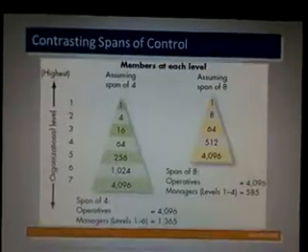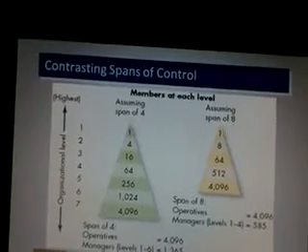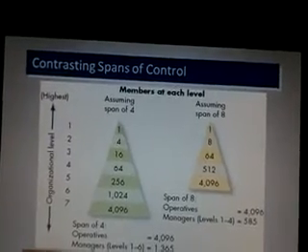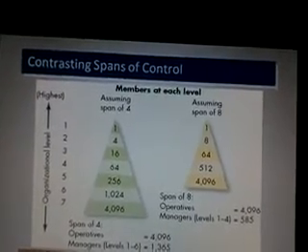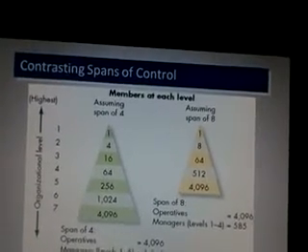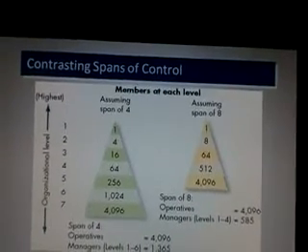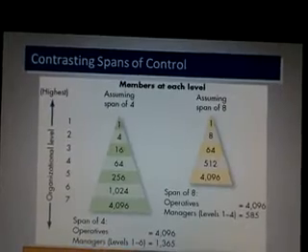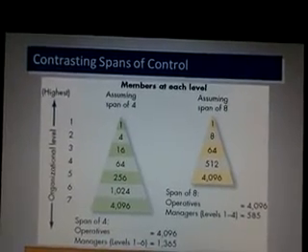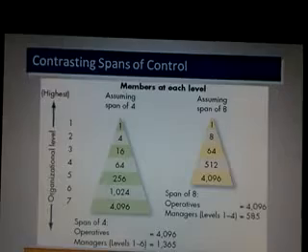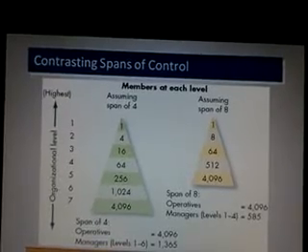We'll show you here contrasting spans of control. So if you want each line of authority to have a span of 4, you see you have 2 extra layers there of bureaucracy. So you have 7 levels instead of 5. If you have a span of 8, you have 5 levels.